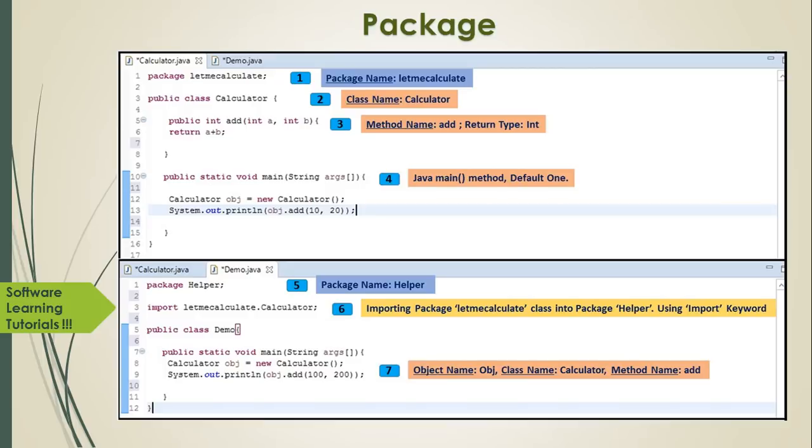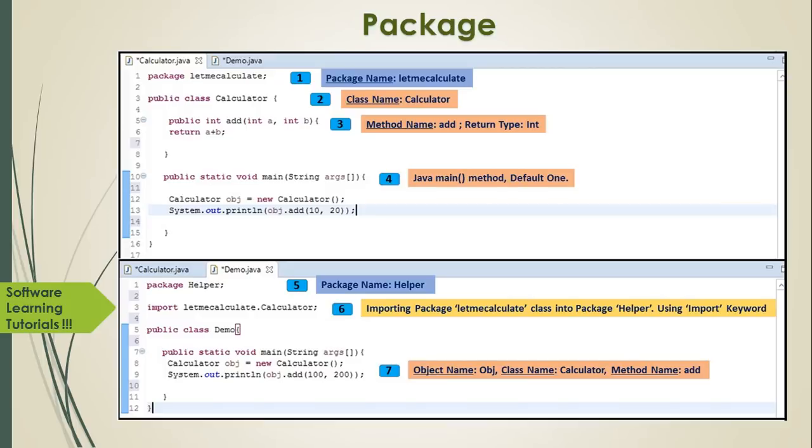If you see step number 4, I am calling that method in this Java main method. I create one object, Calculator object equals new Calculator, and then I call System.out.println(object.add(10, 20)). The object will call the method add and sum up the 10 and 20 for me. So this is the class Calculator which lies under the letmecalculate package.